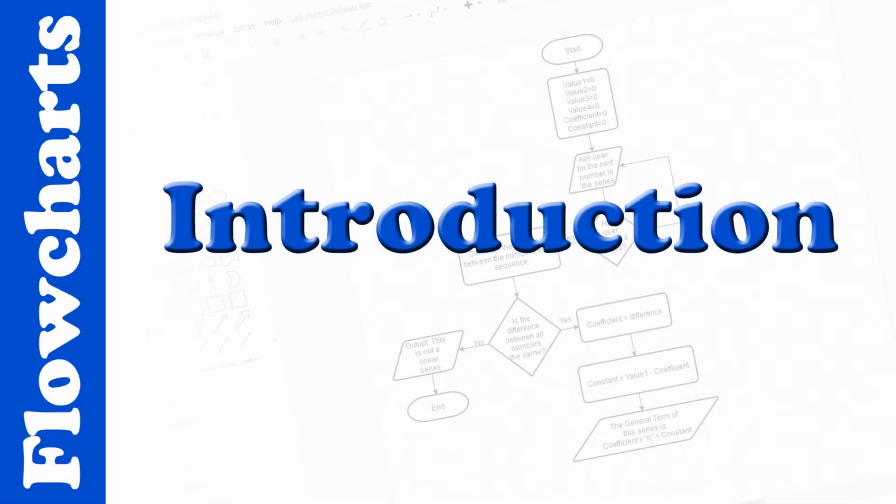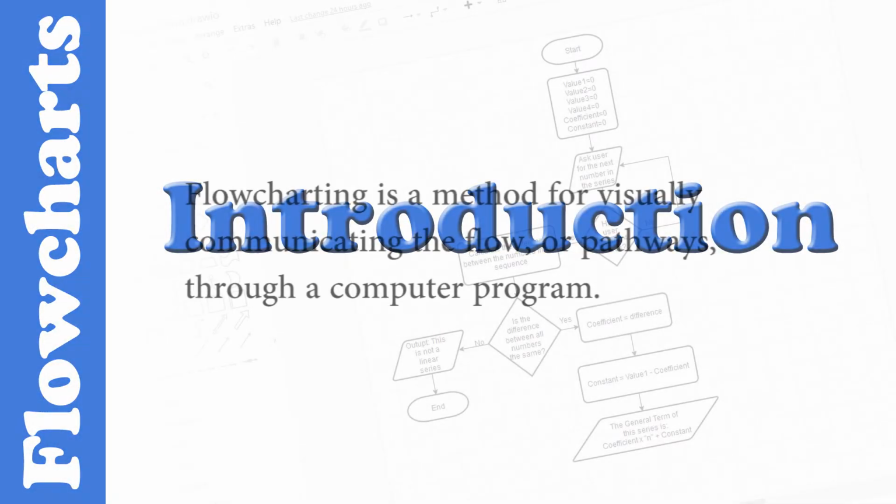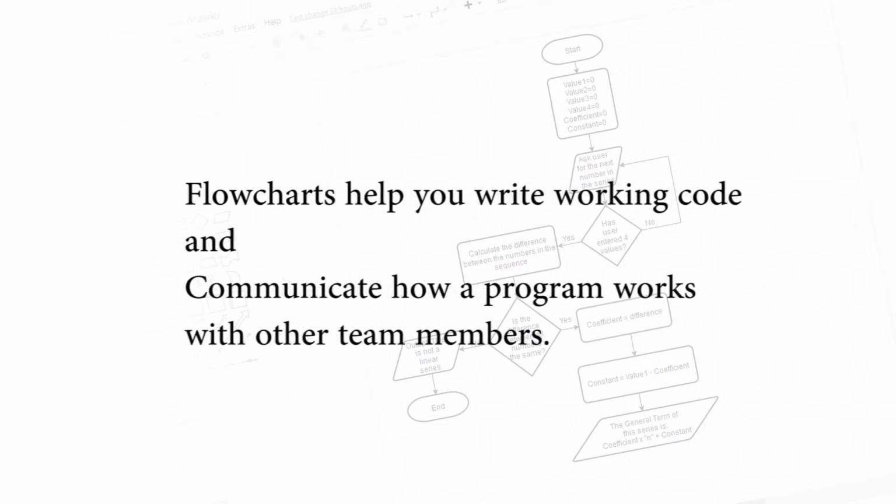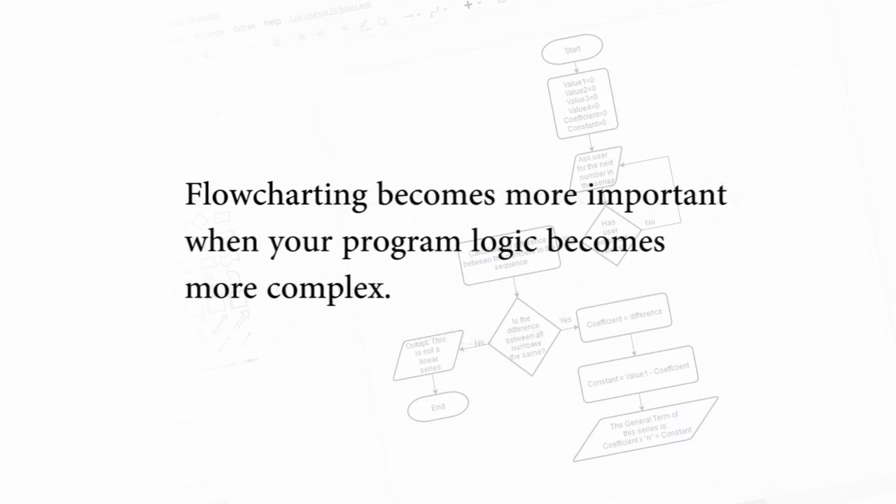Introduction to Flowcharting. Flowcharting is a method for visually communicating the flow or pathways through a computer program. While simple programs are easy enough to understand, having a flowchart of how a program works helps you to write code that works properly, and they also allow you to communicate your understanding of how a program will work to other team members. This becomes more important as your programs become more complex.